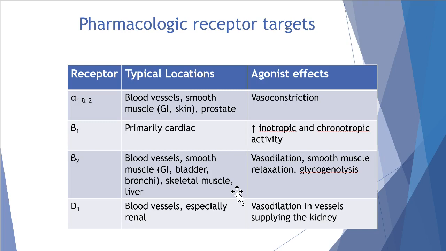Alpha receptors in the blood vessels, smooth muscles, and prostate cause vasoconstriction. Beta 1 is mostly cardiac. Beta 2 I like to think of as lungs, but also other areas of the smooth muscle. The big things you're going to see here are smooth muscle relaxation and vasodilation in the pulmonary vasculature, again opening up those lungs. Dopamine 1 expands blood vessels and increases blood flow to the kidneys.